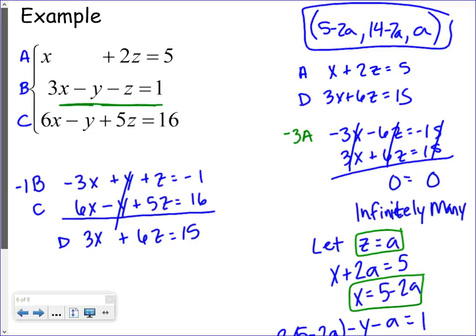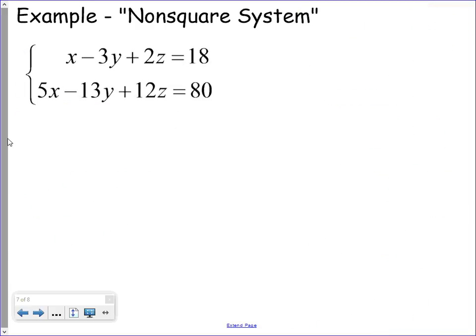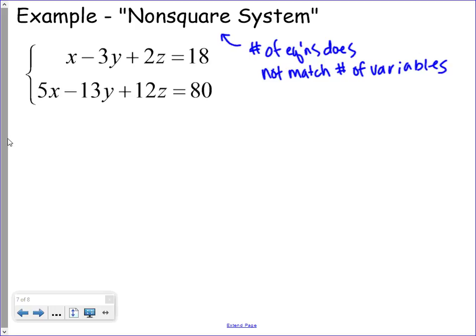Okay, the last example that we want to talk about today is a non-square system. In a non-square system, we're talking about systems where the number of equations does not match the number of variables. That makes it really difficult a lot of times to actually find the values of the three missing variables, x, y, z. So we're going to see something very similar to what happened on that last problem when we got infinitely many solutions. When we get to that wall where we can't do anything else because there aren't enough equations, then we'll let one variable equal a. And we'll back sub in that a and solve for the other two variables.